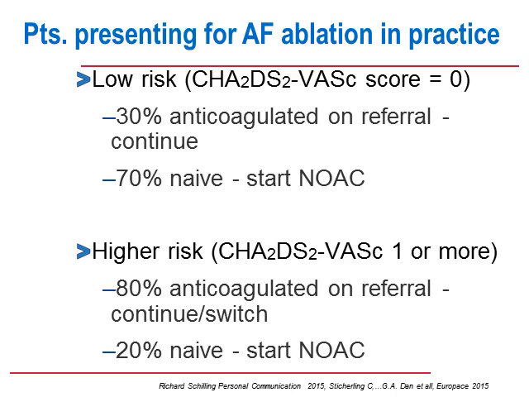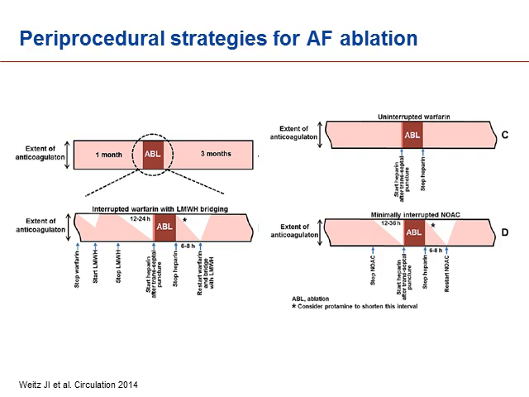In patients with higher risk, meaning CHA2DS2-VASc above 1 in men and 2 in women, 80% are anticoagulated on referral, and they continue or can be switched to a NOAC. 20% are naive and they start a NOAC at the time of the ablation.